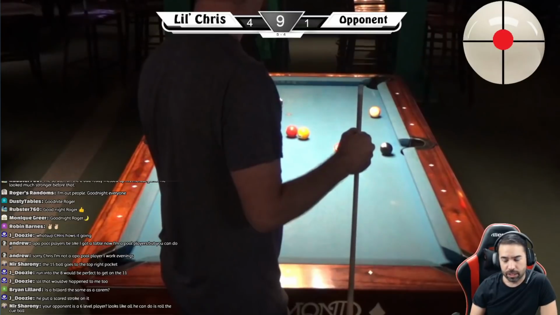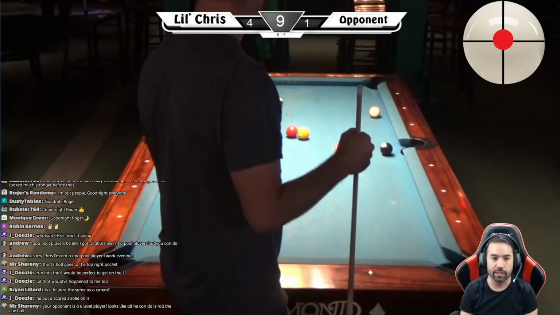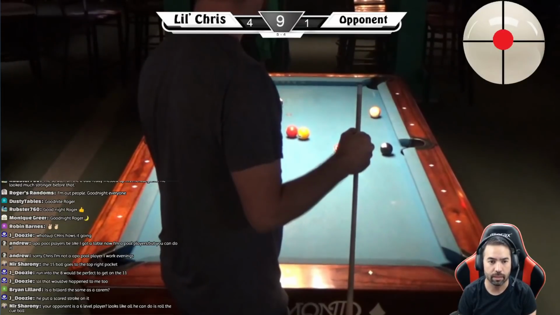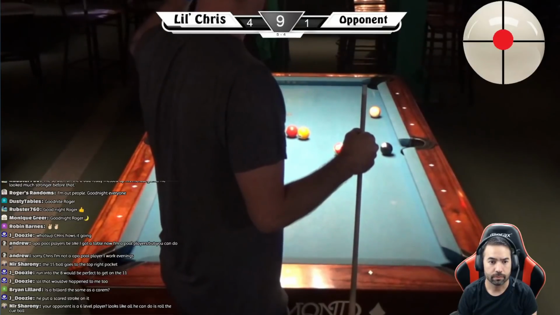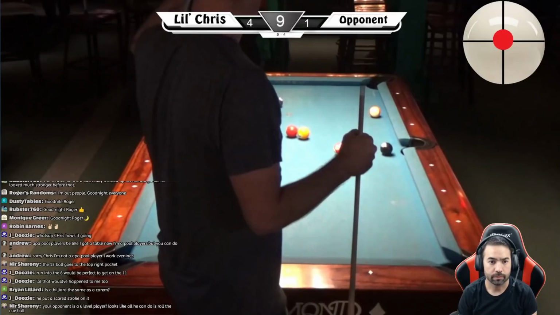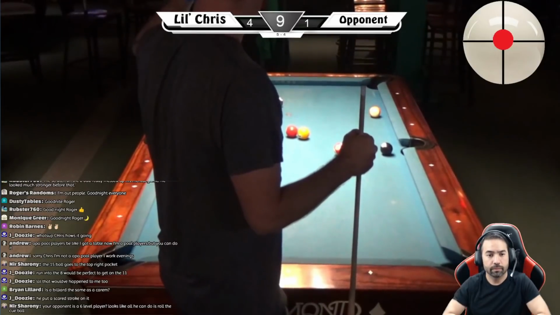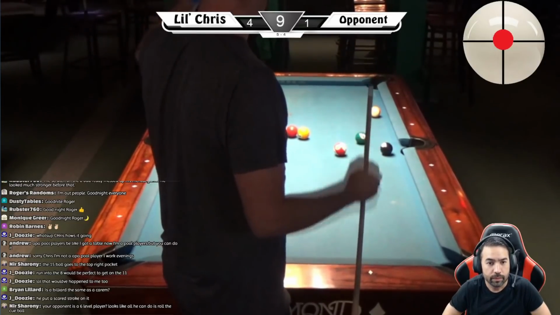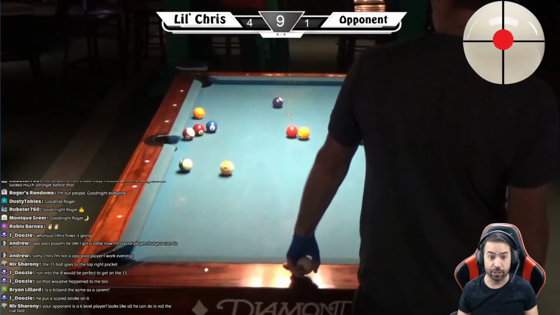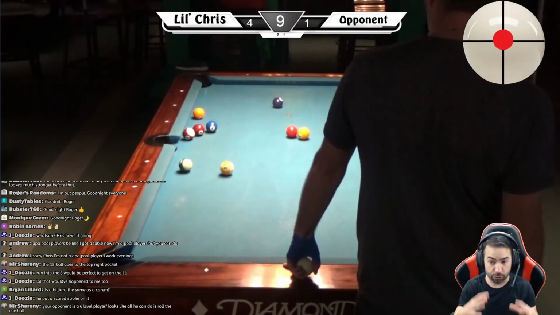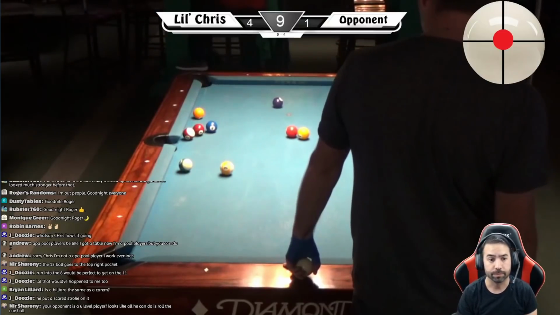Now let's see. My opponent's going to have cue ball in hand behind the head string. Let's see how he decides to try to pick apart this rack. So I can at least admire here that he's looking at the rack. He's not just picking something obvious. So he's trying to come up with some sort of plan.